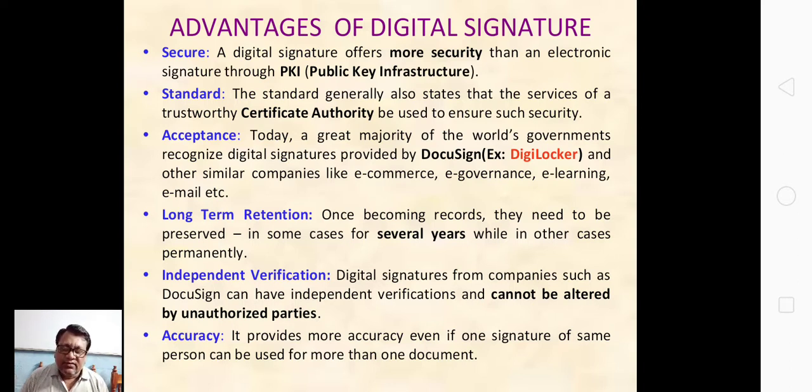Another advantage is independent verification. What is independent verification? Independent means it is not depending on one user or another user. It depends on you and your vendor only, nobody else. And companies such as DocuSign can have independent verification, which cannot be altered by any person, even their employee.